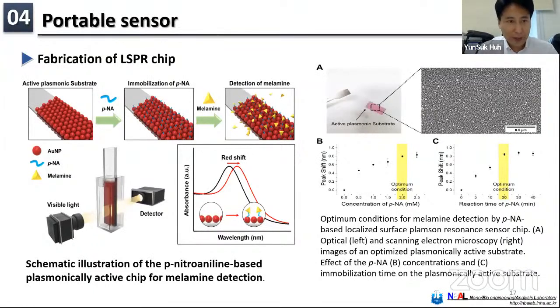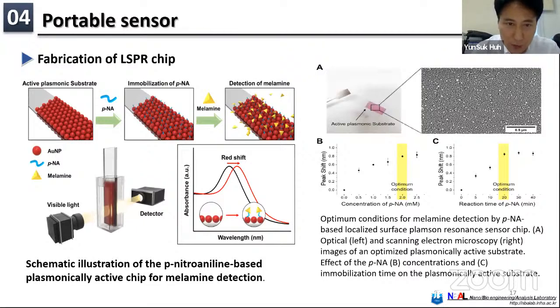After assembling our devices, as the first step we fabricated the plasmonic active transparent substrate, and we immobilize or functionalize the receptor materials. We chose two receptor materials. One is a chemical receptor, and the other is a bioreceptor material. For the chemical receptor, according to the reference papers, we chose a para-type material. For the bioreceptor material, we screened the receptors through the phage display technique.